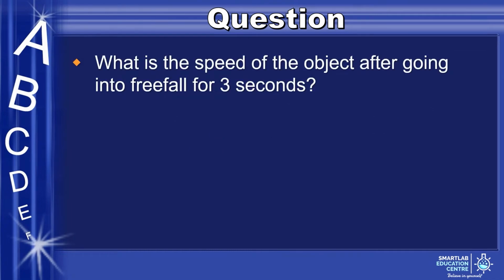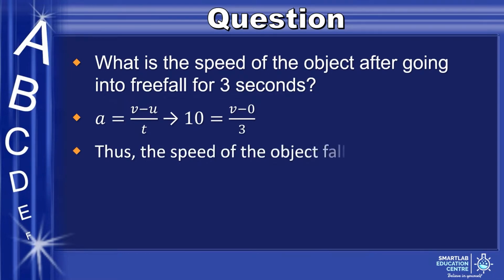Recall the equation for acceleration. We can substitute the numbers to give us this equation. Hence, the final speed of the object is 10 times 3, which gives us 30 meters per second.